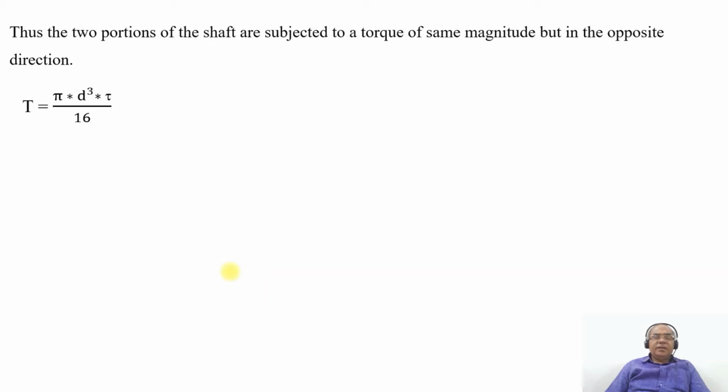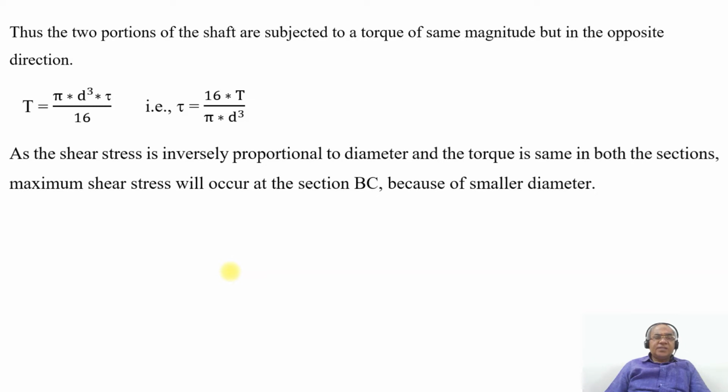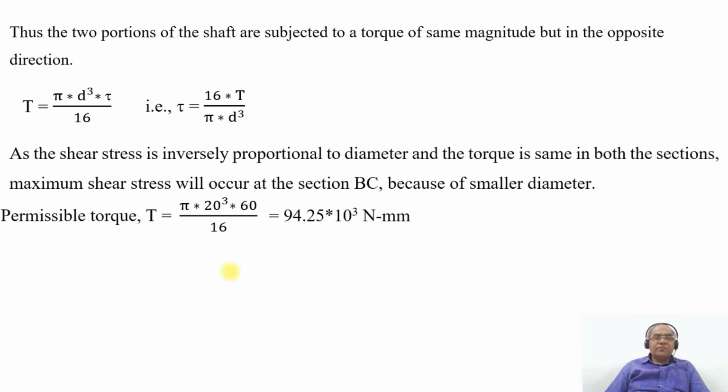So what is T? T will be equal to pi d cube by 16 into tau. Therefore, tau will be equal to 16 into T by pi d cube. As the stress is inversely proportional to the diameter and the torque is the same in both the sections, the maximum shear stress will occur at the section BC because of the smaller diameter. So the permissible torque T will be equal to pi into 20 cube into 60 by 16. Therefore, the torque will be equal to 94.25 into 10 to the power of 3 Newton mm.